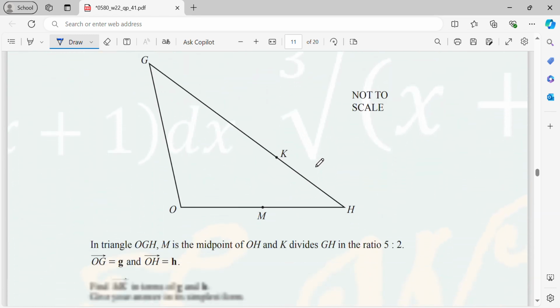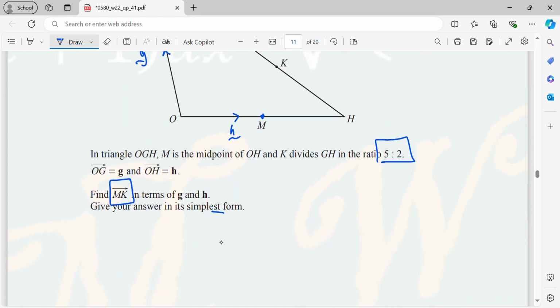But see, in triangle OGH, M is the midpoint of OH, and K divides GH in the ratio 5 to 2. So now OG is G, OH is H. So this is G, and here is H. Find the vector MK in terms of G and H. Give your answer in the simplest form.